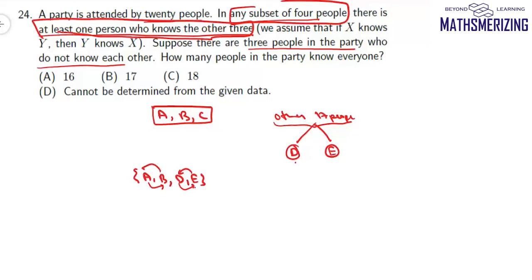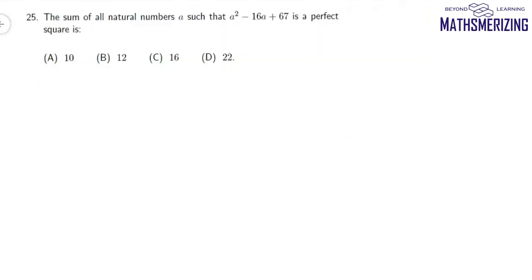Which simply means all these 17 people must know everyone. So the answer to this question, how many people in the party know everyone, is all the remaining 17 people. Now question number 25, it says we need to find the sum of all natural numbers A such that A square minus 16A plus 67 is a perfect square.